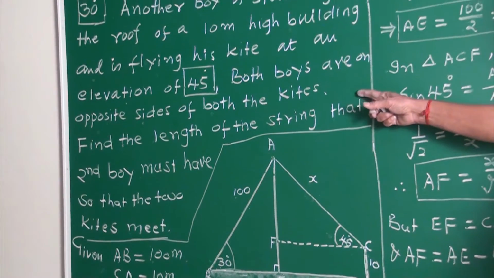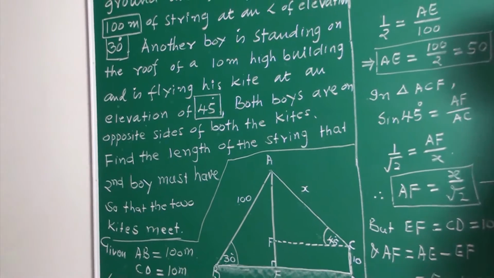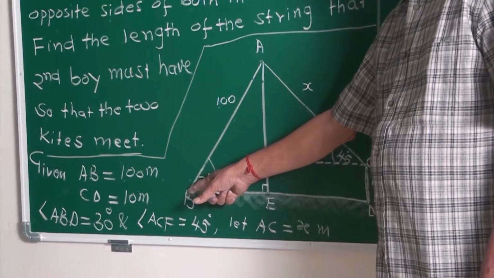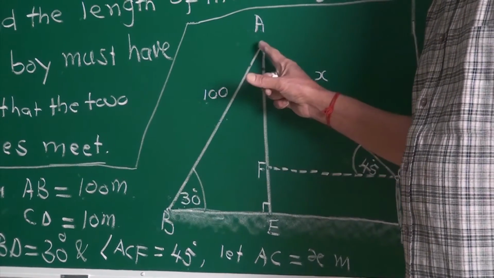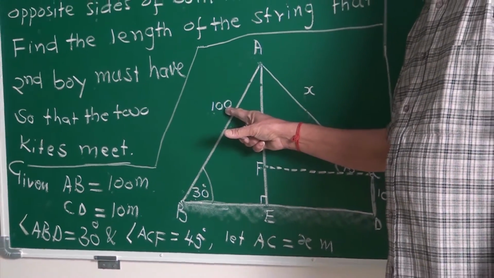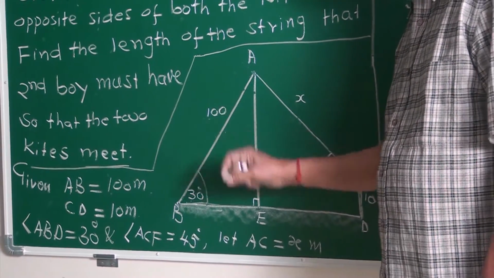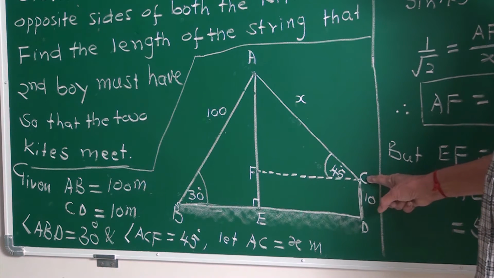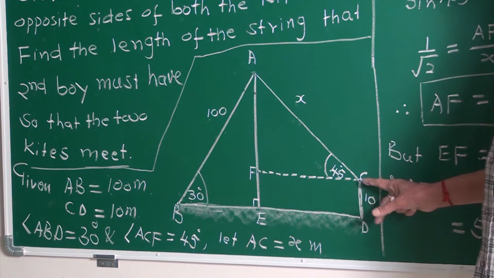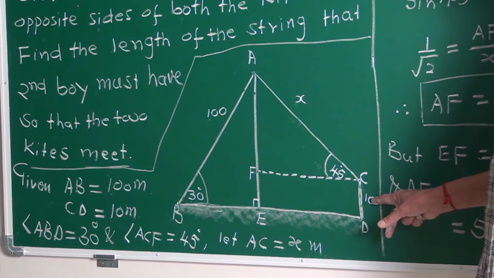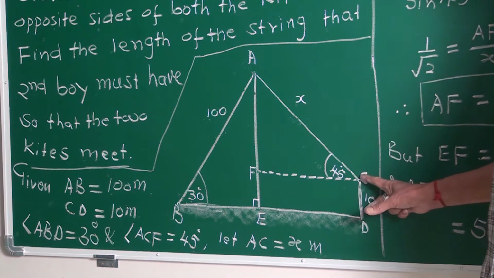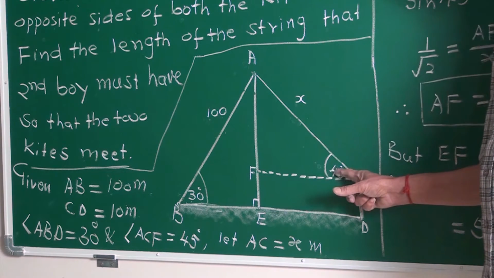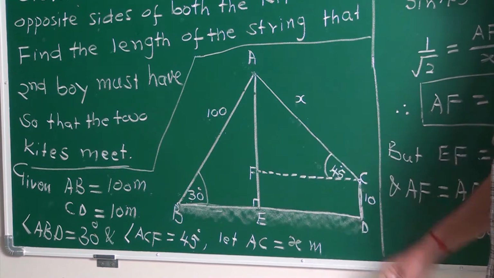Friends, this is the example. Ground at the point B. The first friend at B has a kite. Length of the string is 100 meters. Then there is another boy at the point C, the roof of the building whose height is 10 meters. Angles of elevation are 30 and 45 degrees. You want to find the value of x.